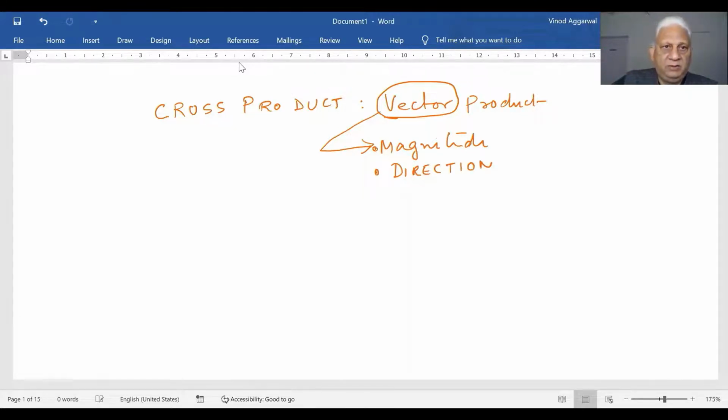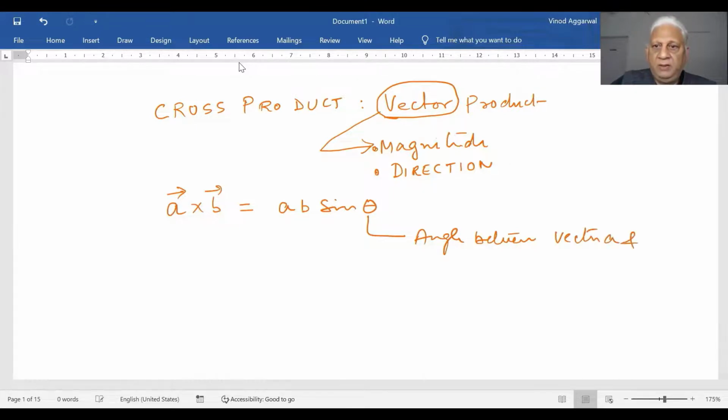How do we do it? All right. Cross product is written like this: A cross B, which is equal to A times B times sine theta, where theta is the angle between vector A and vector B. Is that all? What else? What about direction? Oh, yes. We have to have direction also.